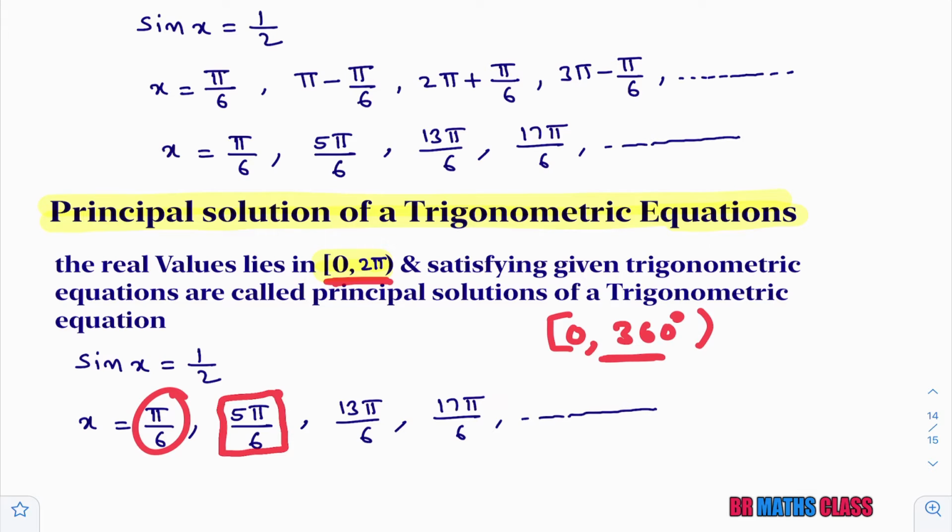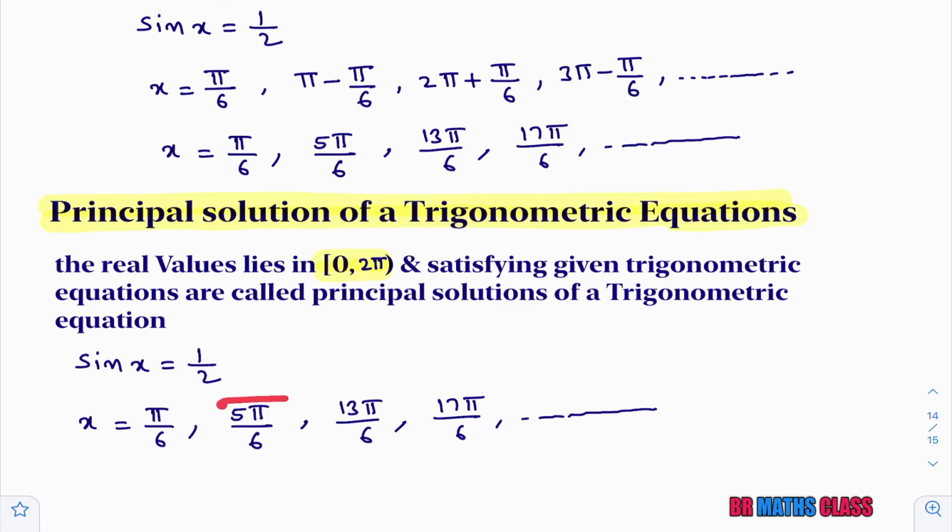Now you see 5 pi by 6. Pi by 6 is 30. 5 into 30 is 150. Is 150 degrees present in this interval? Yes, 150 degrees is there in between 0 and 360 degrees, and 150 degrees is a solution of this trigonometric equation. So 150 degrees is in this interval and satisfying this trigonometric equation. So 150 degrees is the principal solution.